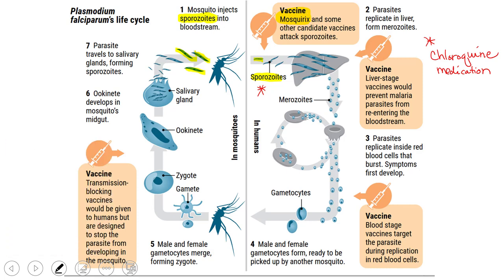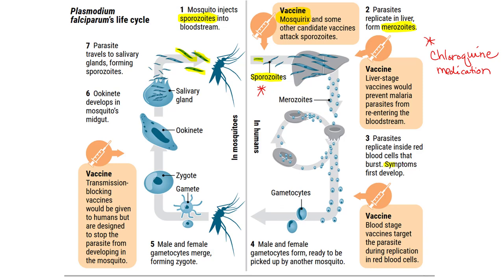Okay, second stage, the parasites replicate in the liver. Now they form the second major stage of the life cycle called the merozoites. So the merozoites rupture out of the liver and then they invade the blood cells, the red blood cells. So the parasites will replicate inside of those red blood cells and then they burst.